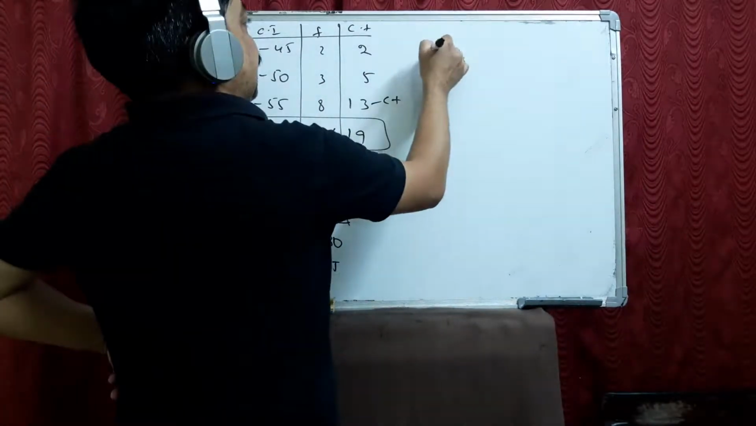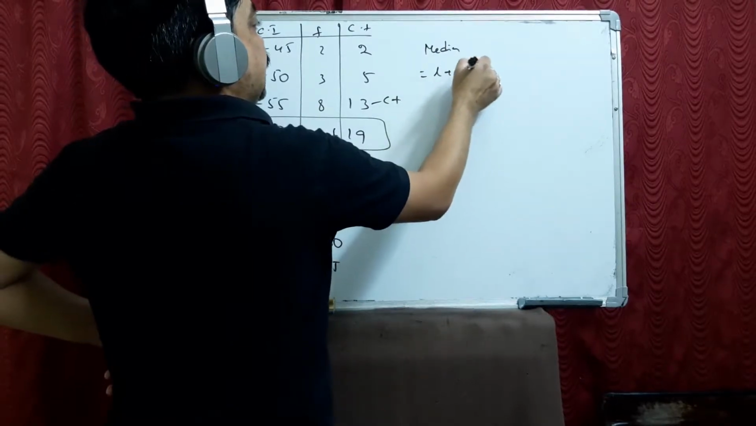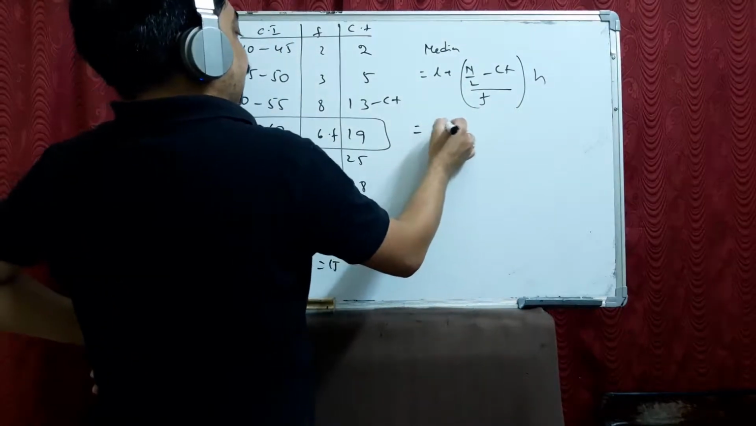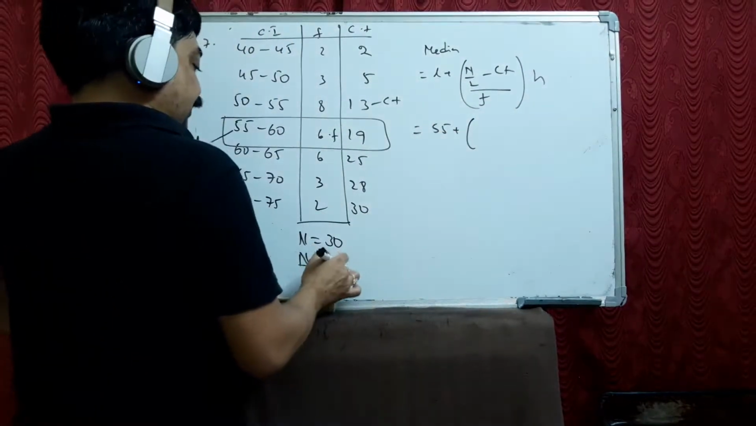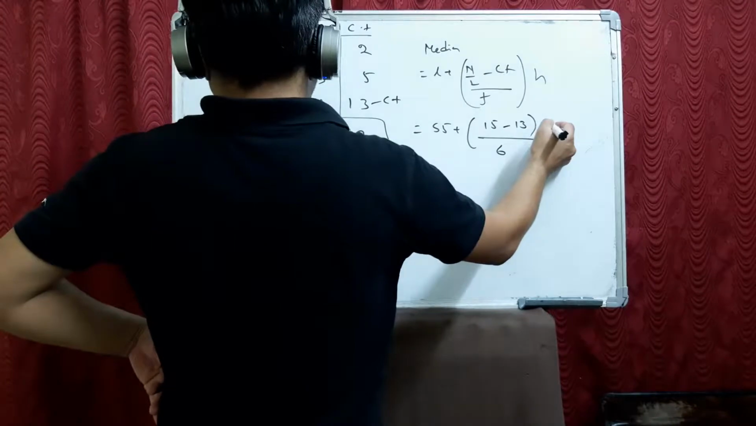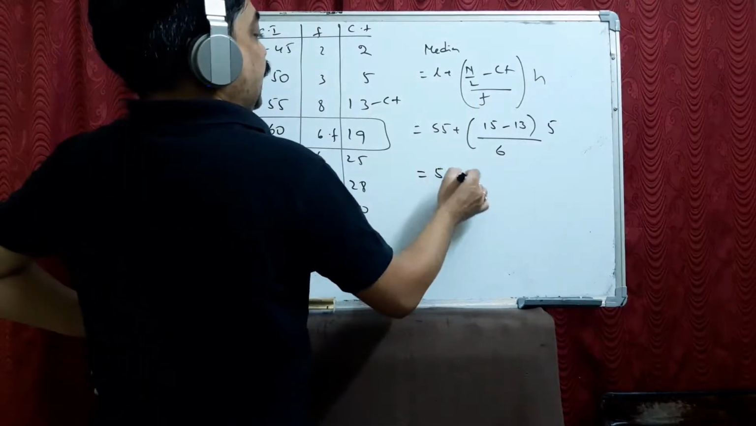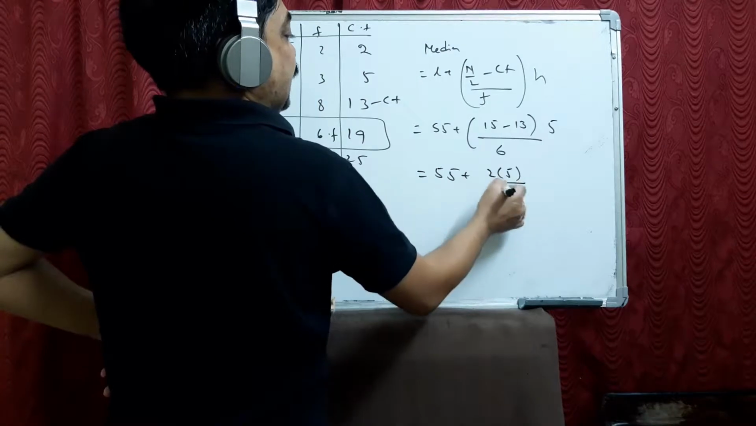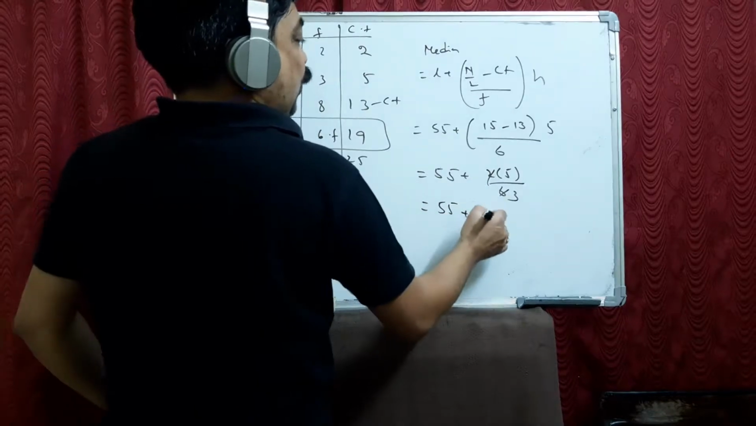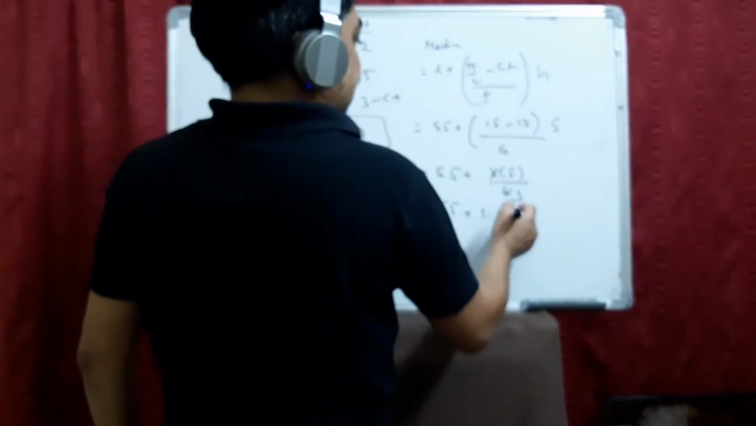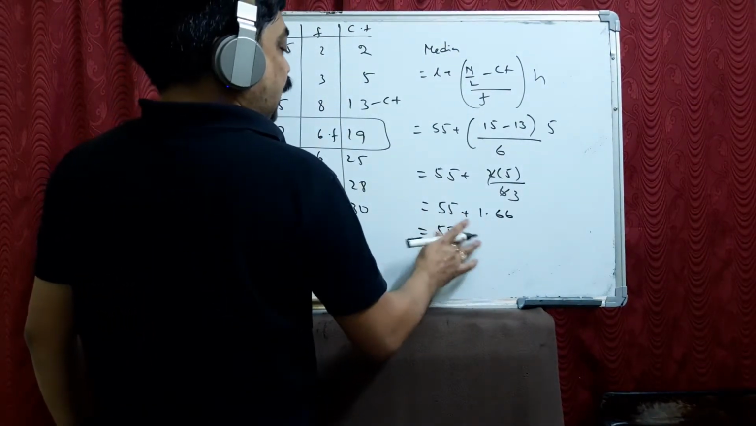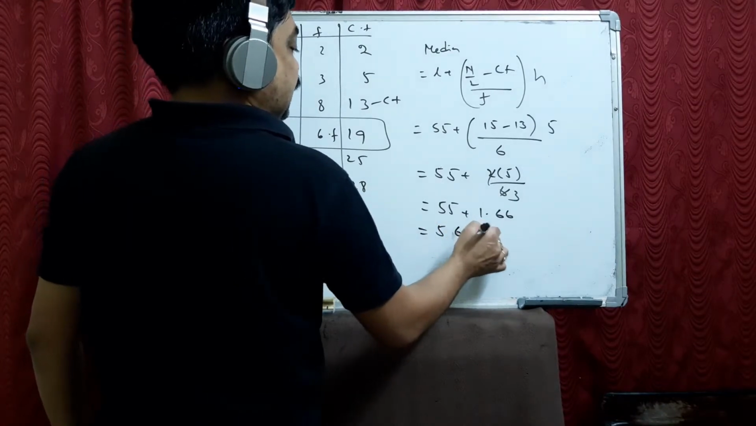Median is equal to L plus N by 2 minus CF by F into H. L is 55 plus N by 2, 15, minus CF 13, by F is 6, into H. H is 5. So it becomes 55 plus 2 into 5 by 6. Now it becomes 5 by 3. 55 plus 1.66. So you can write 56.66 or 56.67, anything you can write.